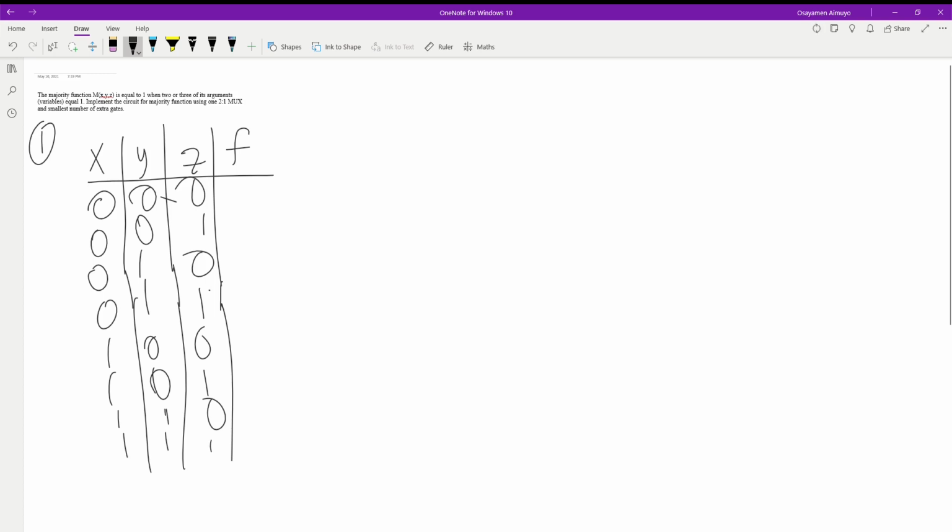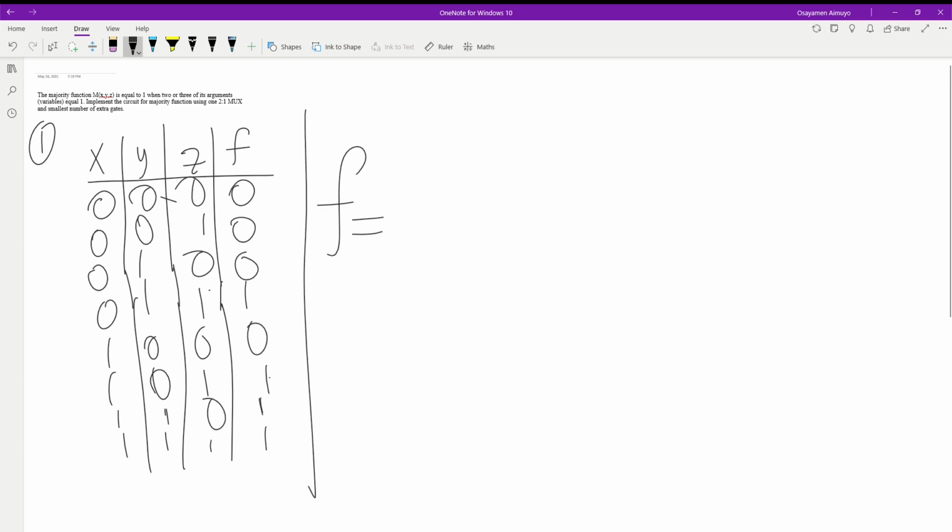Okay, and now it says that the majority function is equal to 1 when 2 or 3 of its arguments equal 1. Okay, so this is 0, most definitely 0 as well. This is 0 as well. This is 1. This is 0. Yeah, 1, 1, 1. Awesome. So now let us write out the minterms.